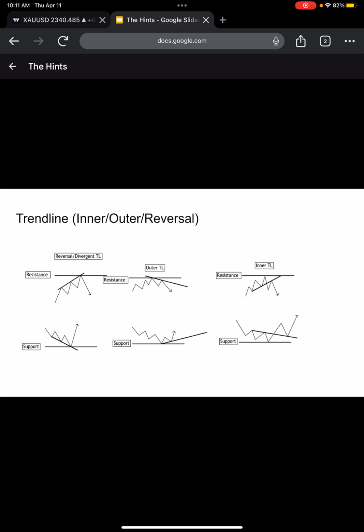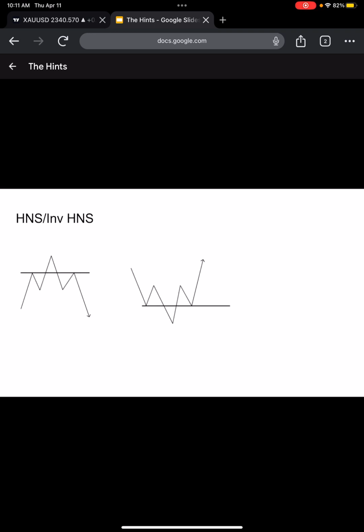Same with the trend lines. There's the reversal trend line. When price approaches resistance, it creates a reversal. When price approaches support, it creates a reversal. Outer trend line is just a continuation. Same thing with resistance and support: you essentially connect 2 points. Inner trend line is essentially a break and retest when price approaches resistance or support.